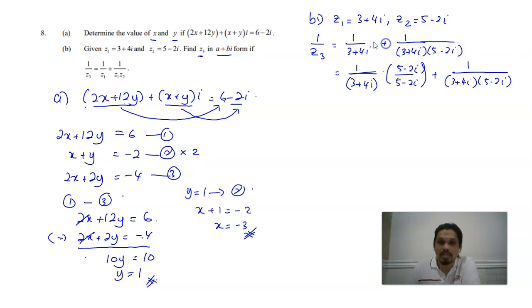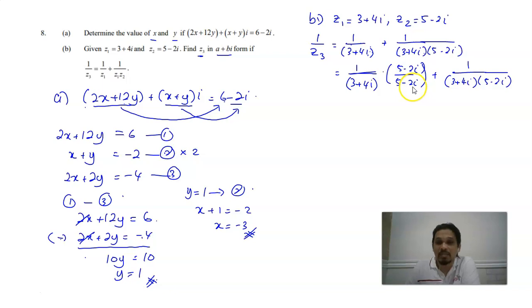This one plus with this. But then, I'm trying to equalize the denominator, this denominator of 3 plus 4i, and this one, 3 plus 4i multiplied with 5 minus 2i. Okay, this is already given in the question, plus with this one. So if I like to equalize the denominator of this with this, I multiply with 5 minus 2i.